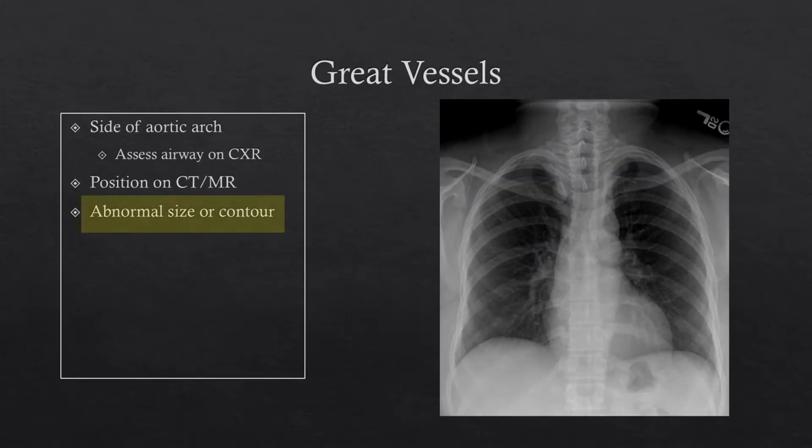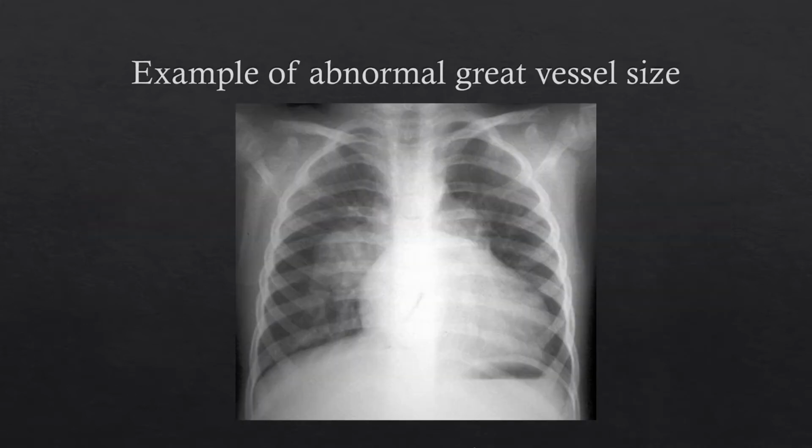Finally, the contour and the size of the great vessels should be assessed. On this chest X-ray, if we follow the contour of the aorta, we see a subtle indentation, and this patient had aortic coarctation. Here is an example of abnormal great vessel size. This patient has marked bilateral hilar enlargement due to enlarged main and left and right pulmonary arteries due to absence of the pulmonic valve.